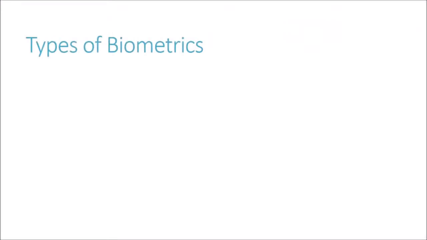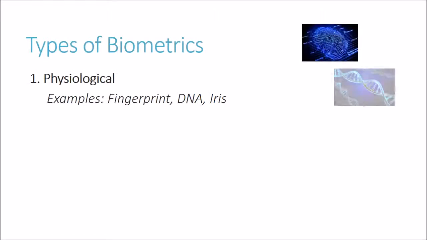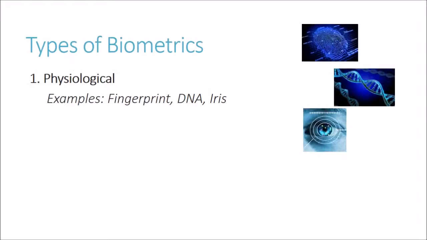There are two classes of biometrics. The first is physiological biometrics, which are descriptive characteristics of a person's body shape and its features. Think of this as how a person looks or some physical feature of their body. Examples include fingerprint patterns, DNA, and iris recognition.